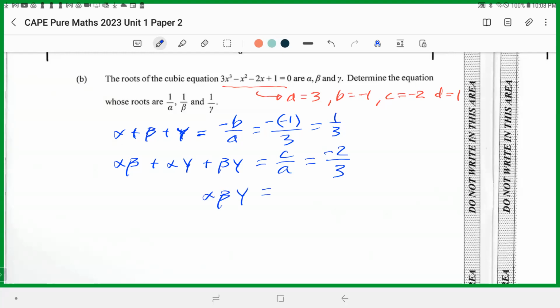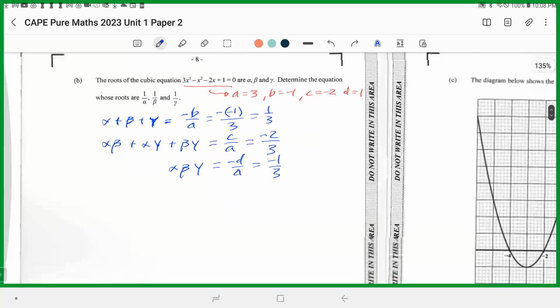That now is minus D over A. And so that is -1 over 3. And so you have these 3 values. You're going to need them to calculate the equation. You're forming a new equation with these 3 roots. That's what this question is asking us.